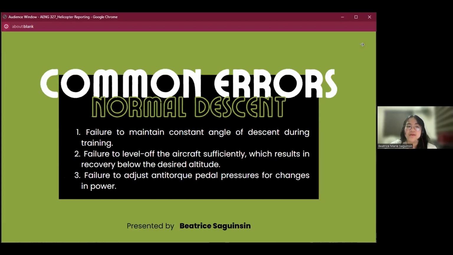So the common errors for this maneuver include: 1. Failure to maintain constant angle of descent during training. 2. Failure to level off the aircraft sufficiently, which results in recovery below the desired altitude. And the last, failure to adjust anti-torque pedal pressures for changes in power. Next slide, please.